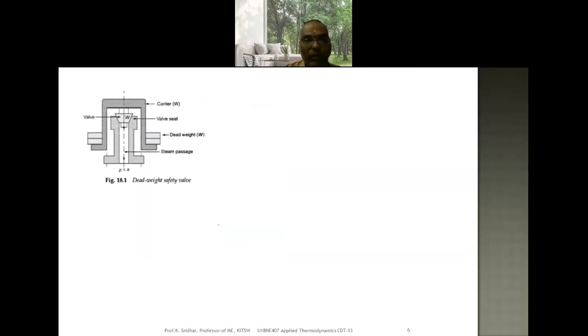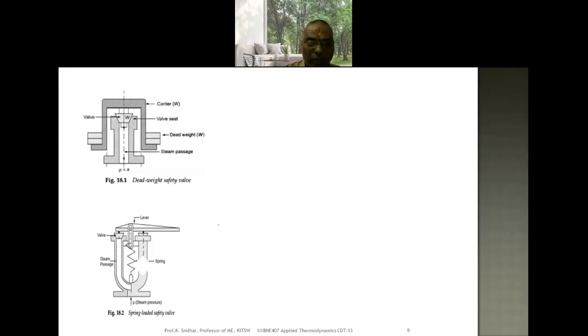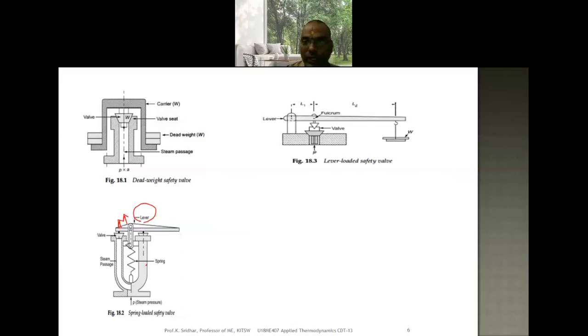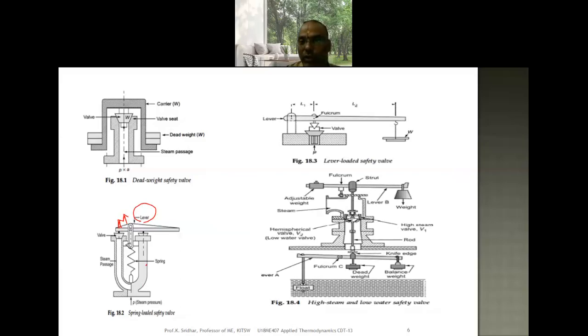So let us see one by one the various types of the safety valve. Here it is a dead weight safety valve, and here it is a spring loaded safety valve. Here you are able to have the lever. With the help of the lever, it is attached to the spring. Because of this particular lever, the movement will be there like this. It will be lifted up and lifted down. Like this, the safety of the valve will take place. And here it is a lever loaded safety valve, and here it is a high steam and low water safety valve.